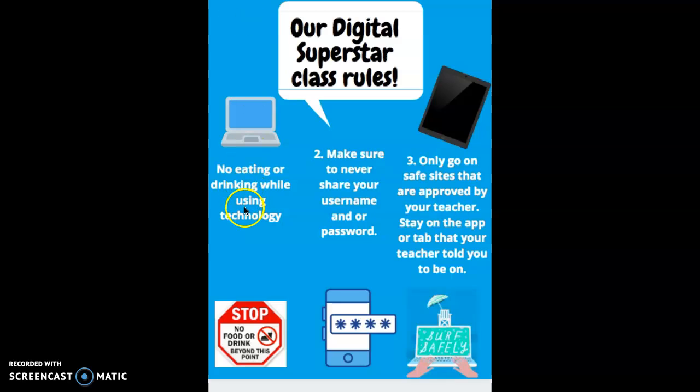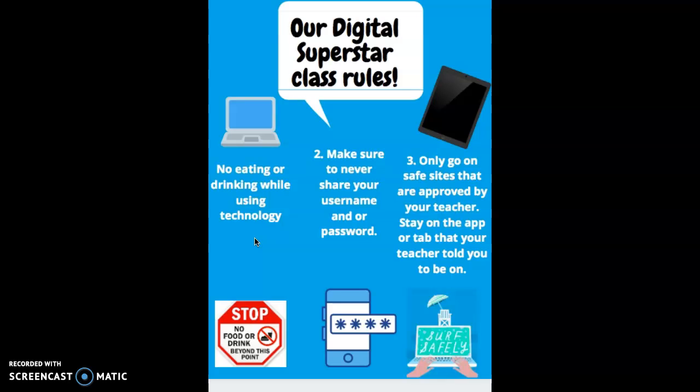So my first rule is no eating or drinking while using technology. This is obviously important because my students at my clinical school or at my internship site have their own Chromebooks, and I don't want them to get food or water on their Chromebooks to damage them. So obviously, while we are using Chromebooks, the food and water need to be away, or any liquid for that matter.